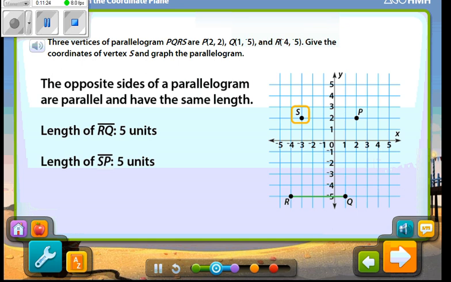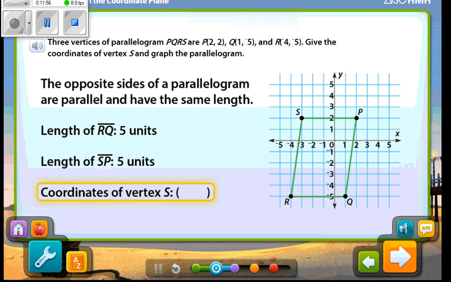Now that point S is on the graph, we can see the 4 vertices for parallelogram PQRS. Finish drawing the parallelogram by showing the other sides. The graph shows that both pairs of opposite sides are parallel and congruent. So what are the coordinates of vertex S? The coordinates of the vertex S are (-3, 2).